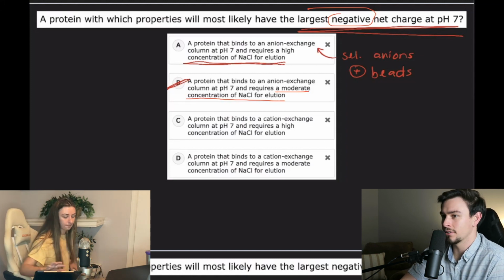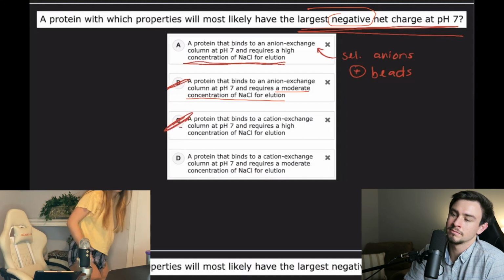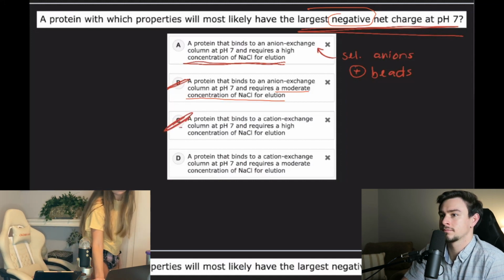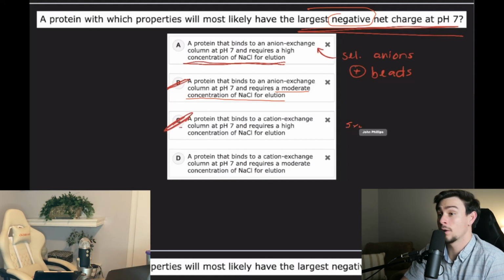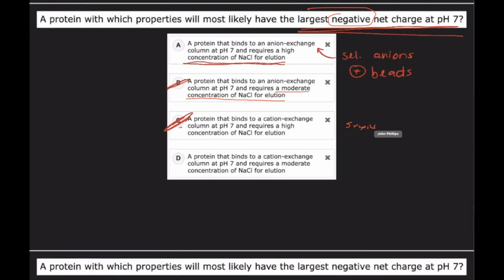C, a protein that binds to a cation exchange column. Cation exchange selects for cations. So that would be selecting for a positive charge. Oh, I thought you were writing selects for cations. D, a protein that binds to a cation.